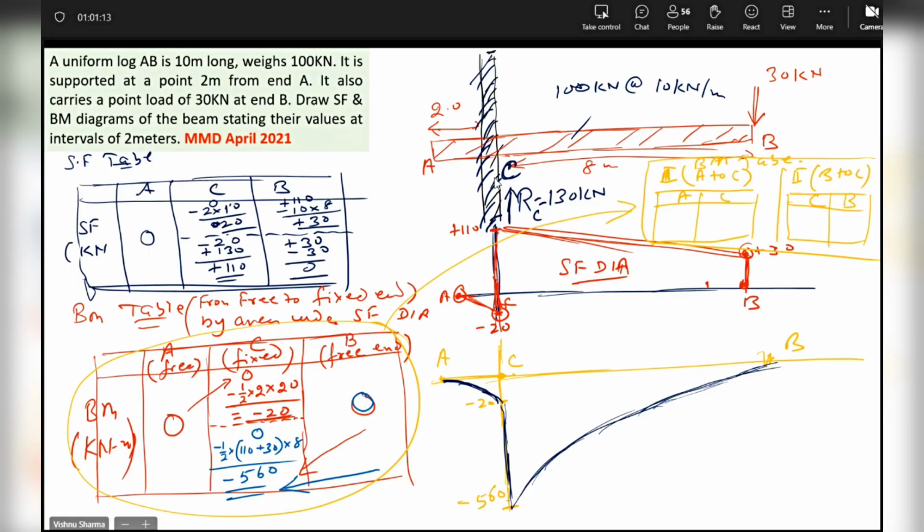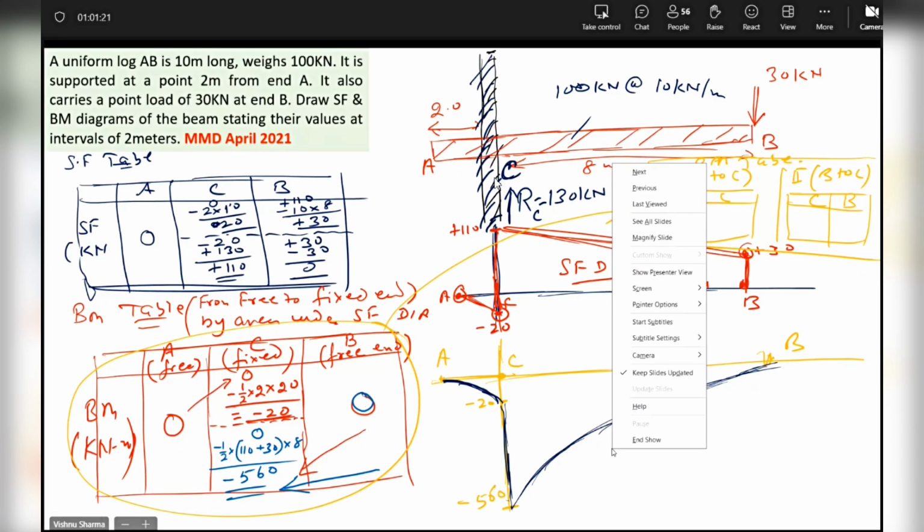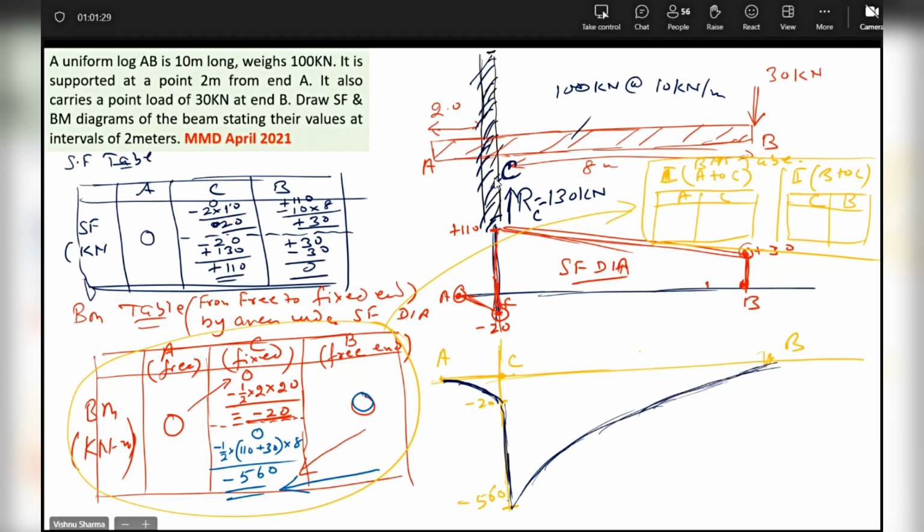Have you understood the BM diagram for this question, beta? You can leave this yellow also. That's not an issue. You don't want to make that blue. That has no relevance actually. It's merely a matter of choice. It doesn't make a difference either way. If you want, you can leave it orange only. And you'll have two BM diagrams, one from B to C, another from A to C.